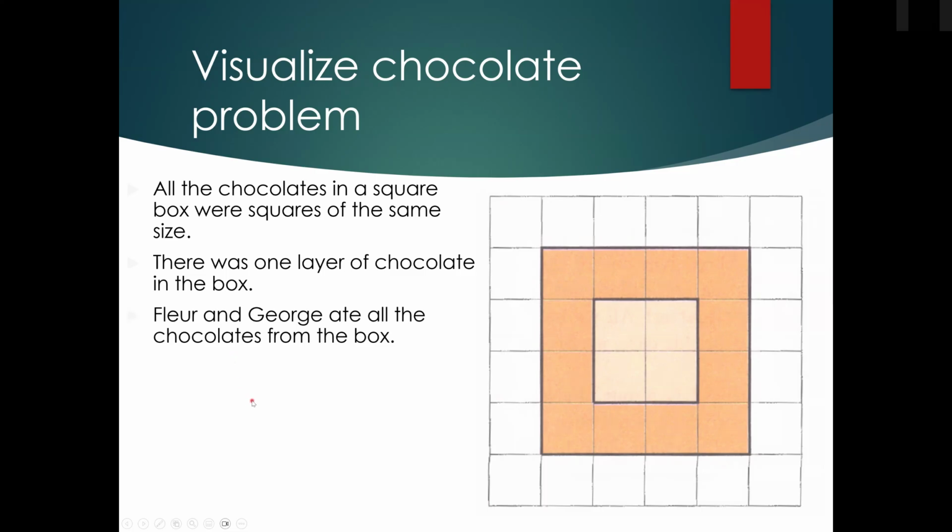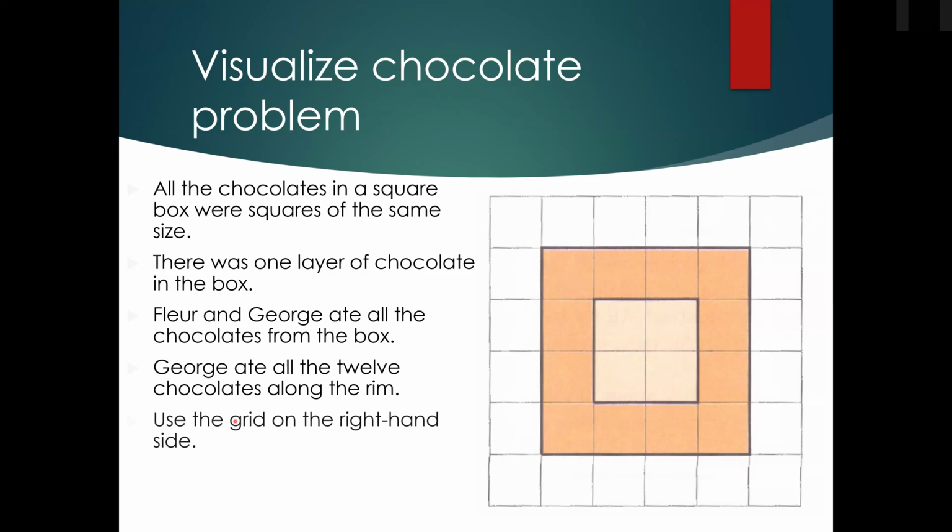Okay. Fleur and George ate all the chocolates from the box. George ate all the 12 chocolates along the rim. Use the grid on the right-hand side. So what this problem means by the rim is something along the edge, right? So pause for a bit and try to solve the problem yourself. Okay. And now I will go over the common misconception that this problem is going to teach us to avoid.